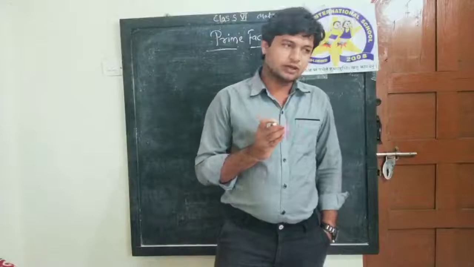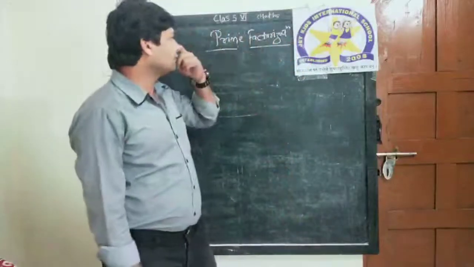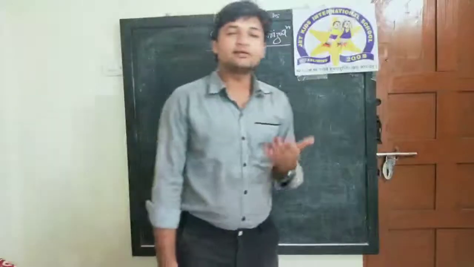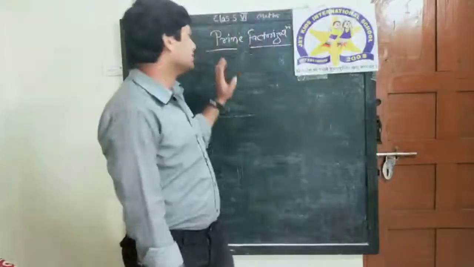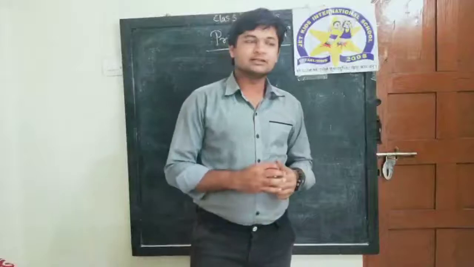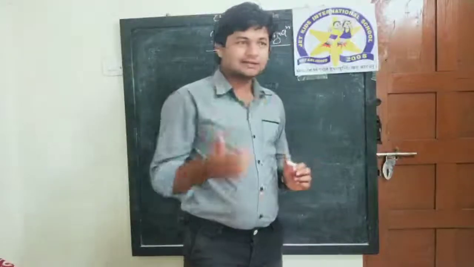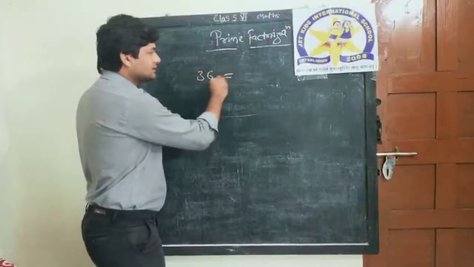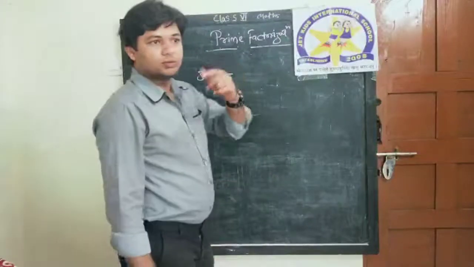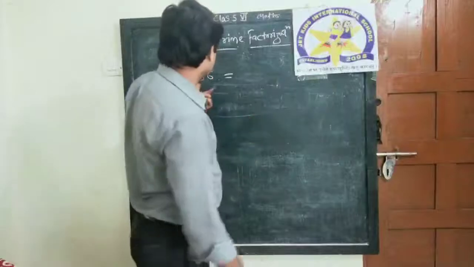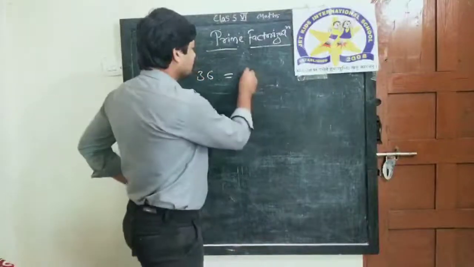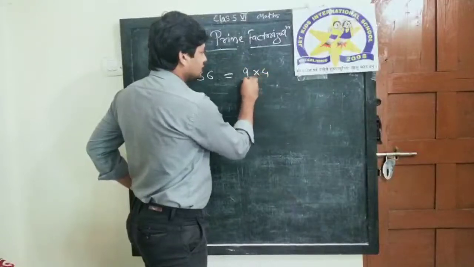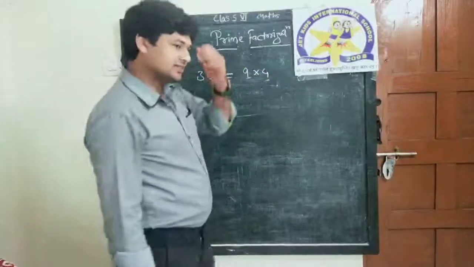You can understand the meaning of prime factorization from the words themselves: we are going to find the factors in terms of only prime numbers. That is known as prime factorization. First of all, let us start with factorization. What is meant by factorization? If I take the number 36, two numbers whose product is 36, for example 9 multiplied by 4, these two are factors of 36.